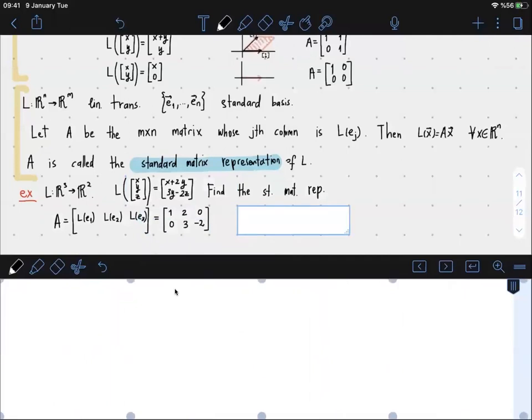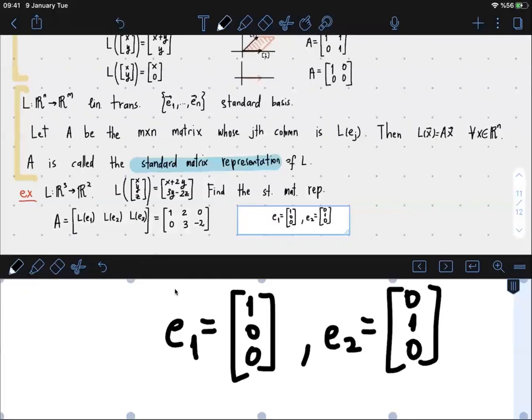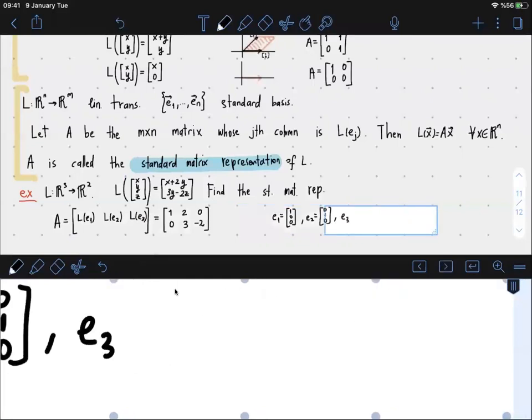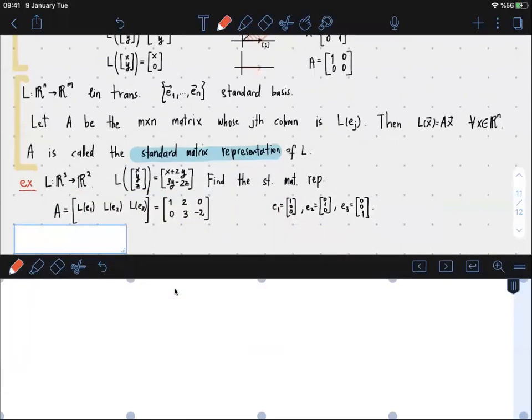Okay? So maybe I should write what E1, E2, E3 is. So these are the standard basis vectors: 1, 0, 0, 0, 1, 0, and 0, 0, 1. Okay, this is the standard matrix representation. And let's do one more example and then finish.